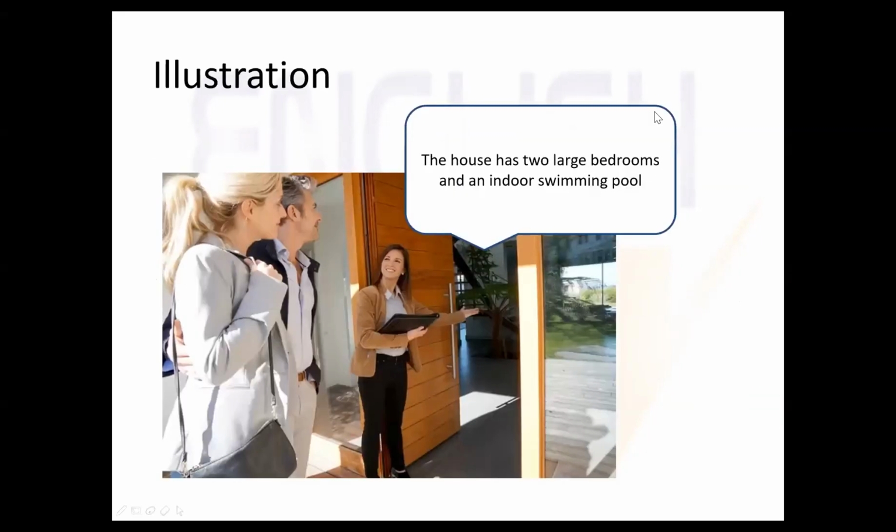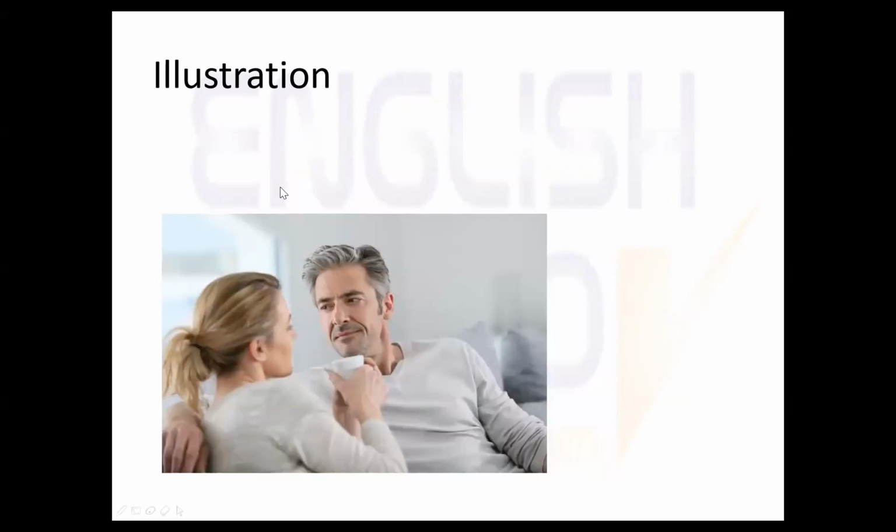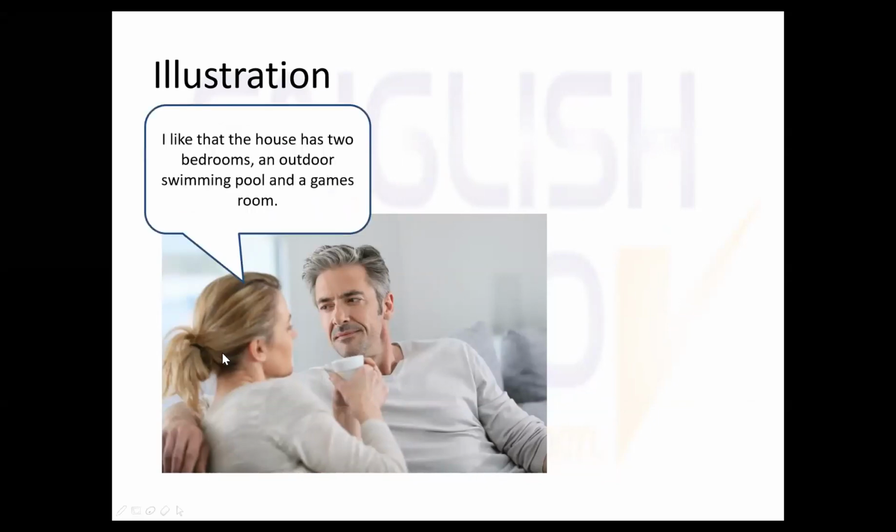Here I give you an illustration. We have a married couple here. They are looking for a house, and they meet a real estate agent. The agent explains about this house, that it has 2 large bedrooms and an indoor swimming pool. Pay attention that the house has 2 large bedrooms and an indoor swimming pool, okay? The next day, the couple talks to each other, and she says, I like that the house has 2 bedrooms and an outdoor swimming pool and a games room.